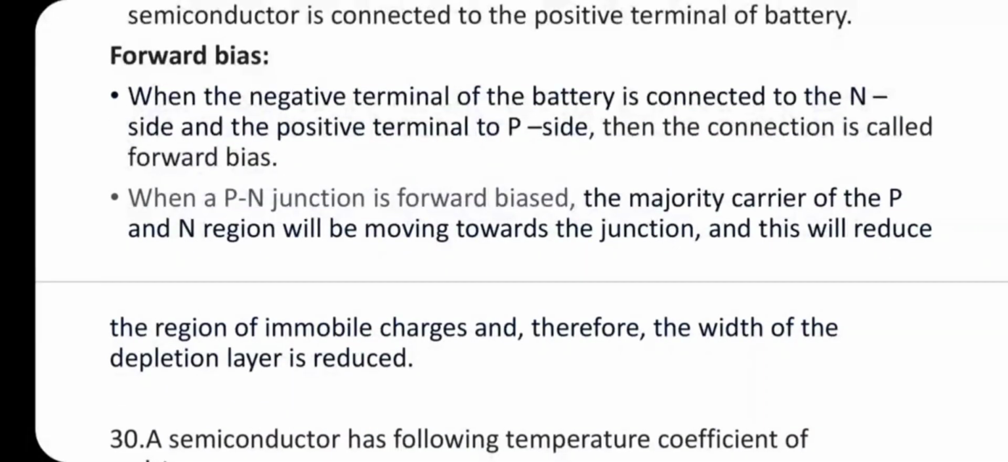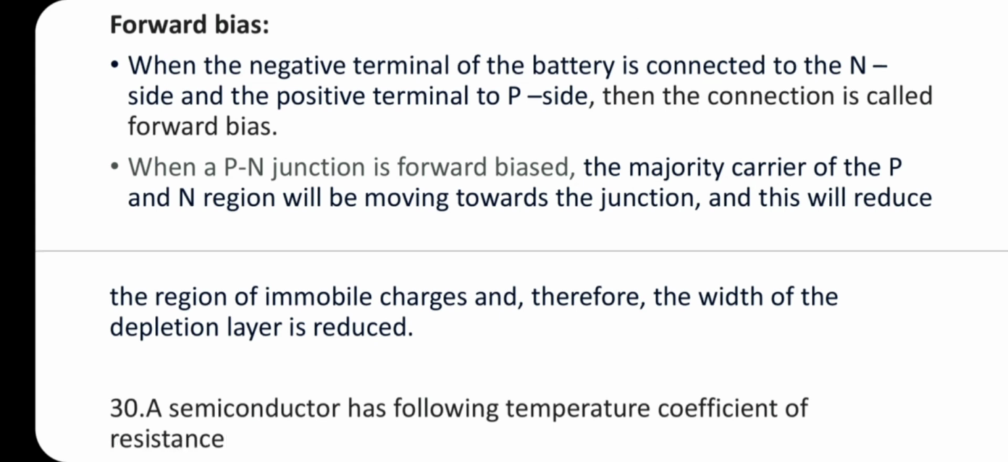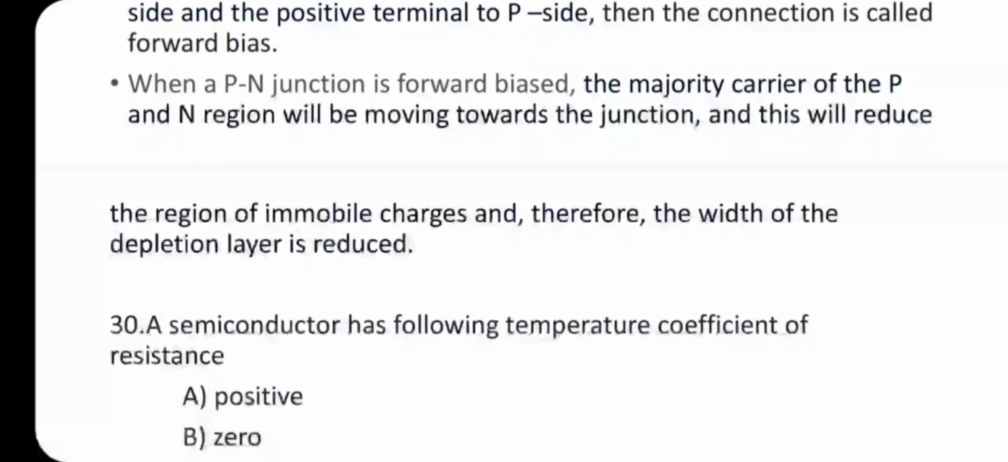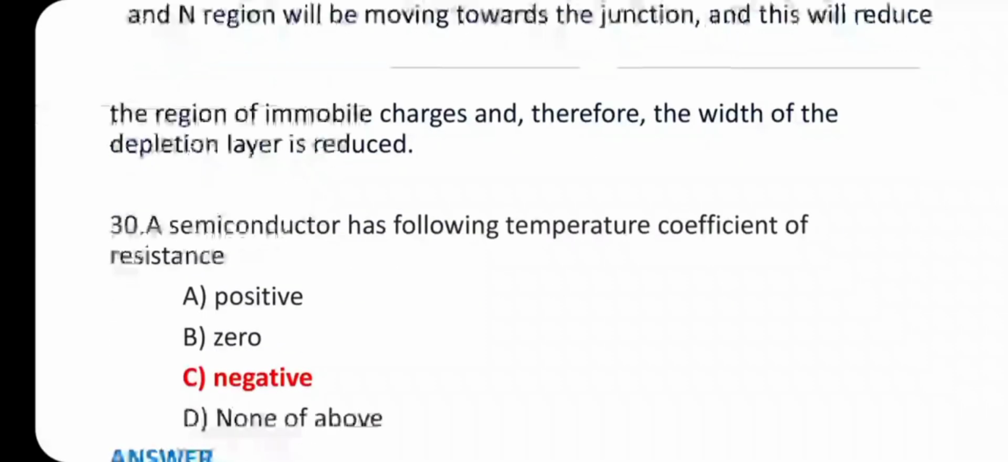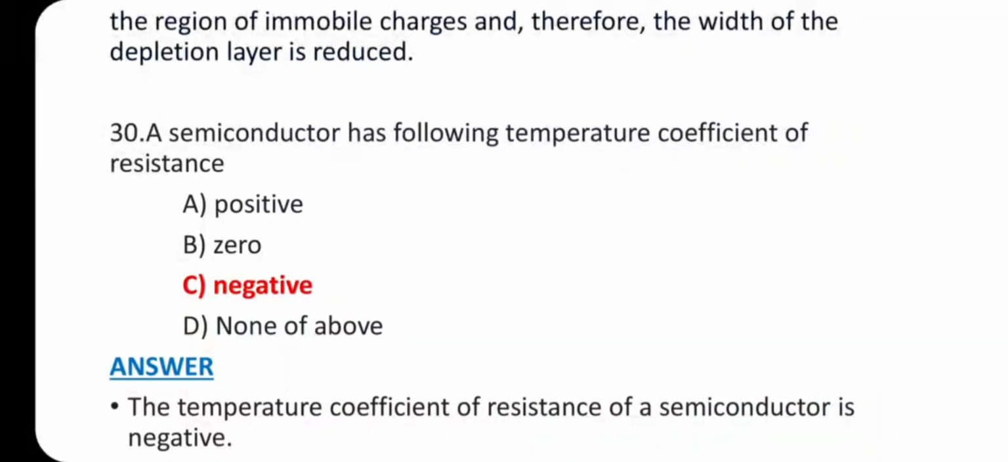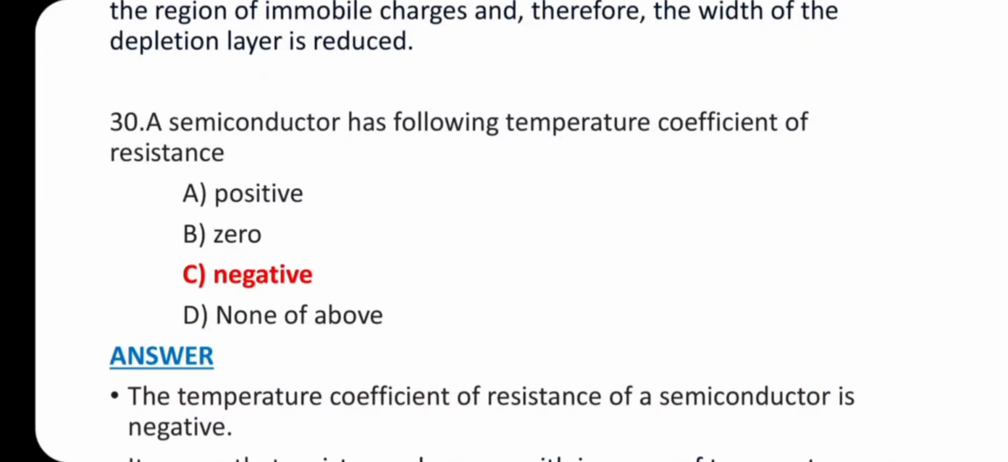What is forward bias? When the negative terminal of the battery is connected to the N side and the positive terminal is connected to the P side, the connection is called forward bias. When a PN junction is forward biased, the majority carriers of the P and N regions move towards the junction, which reduces the region of immobile charges, and therefore the width of the depletion layer is reduced. In reverse bias, the width of the depletion layer is increased.